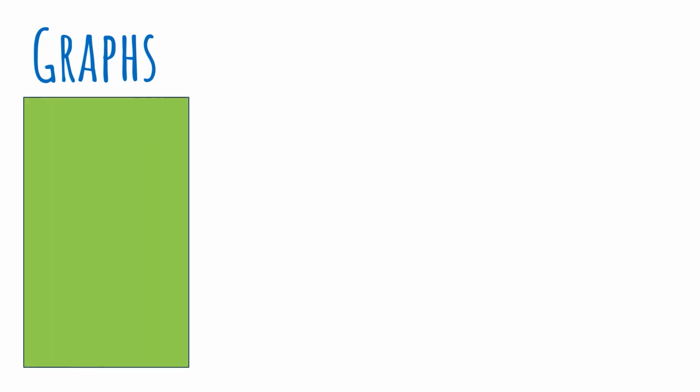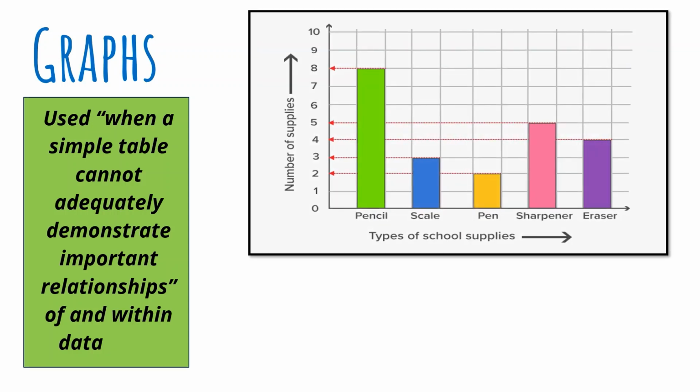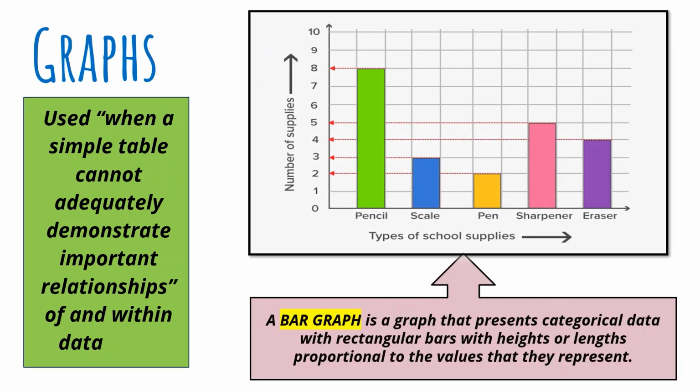Let us now proceed with graphs. It is used when a simple table cannot adequately demonstrate important relationships of and within data. This is our first type. It is a bar graph. A bar graph is a graph that presents categorical data with rectangular bars with heights or lengths proportional to the values that they represent.